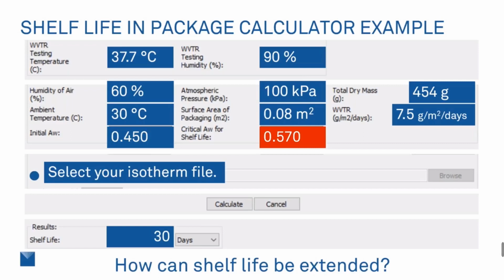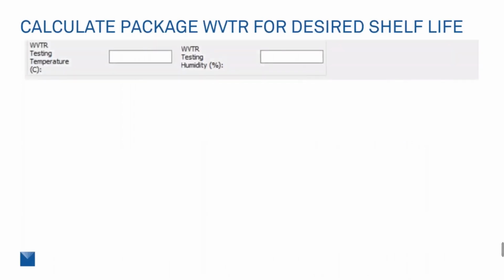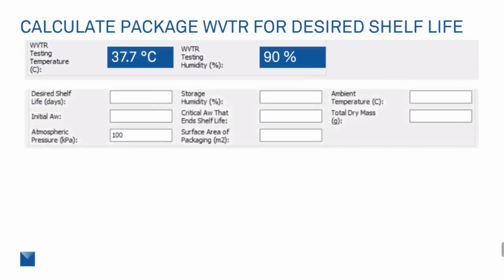And so in order to change the shelf life and to extend it, we are going to look for packaging with a smaller water vapor transmission rate. And so there's another calculator in the moisture analysis toolkit designed just for this scenario. So once again, you're going to put in your water vapor transmission rate, temperature, and humidity. And then next you're going to enter your desired shelf life. So let's say that we want a desired shelf life of 180 days instead of 30 days. So we'll go ahead and put that in.